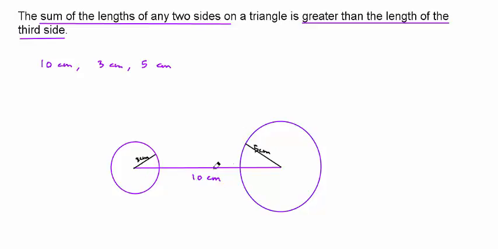So I have a 10 centimeters, a 3 centimeters, and a 5 centimeters, but the problem is they don't form a triangle. This end doesn't close. These two lines do not meet at a point. Your best chance to make them meet is to bring this 3 centimeters closer and closer to the 10 centimeters, and bring this 5 centimeters closer and closer to the 10 centimeters line.